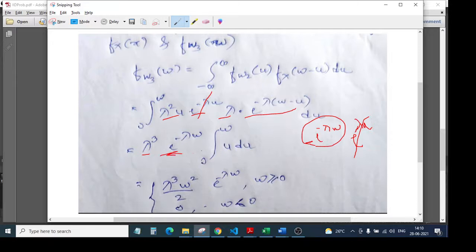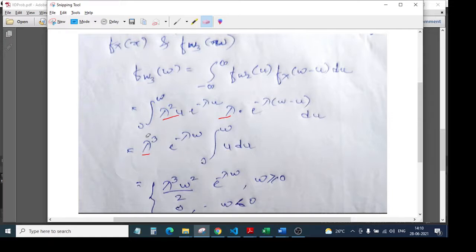Okay. And what is remaining inside then? The only term which is remaining is this u. This u is remaining. That's what we have written here. And it has to be integrated with respect to u from 0 to w. Okay, friends. So that is what has been done here. Give me a second.